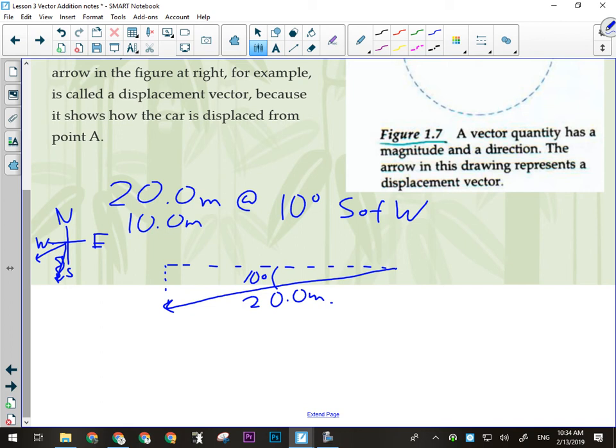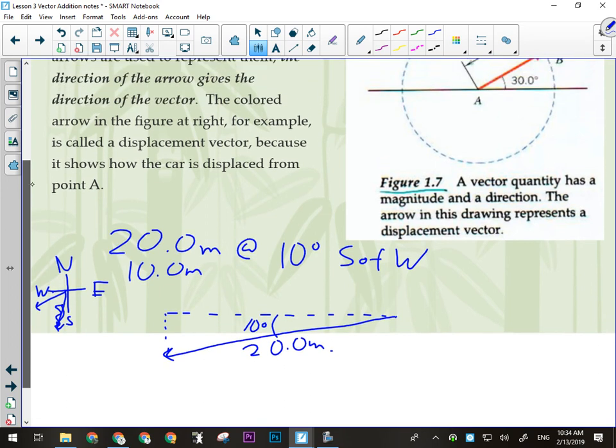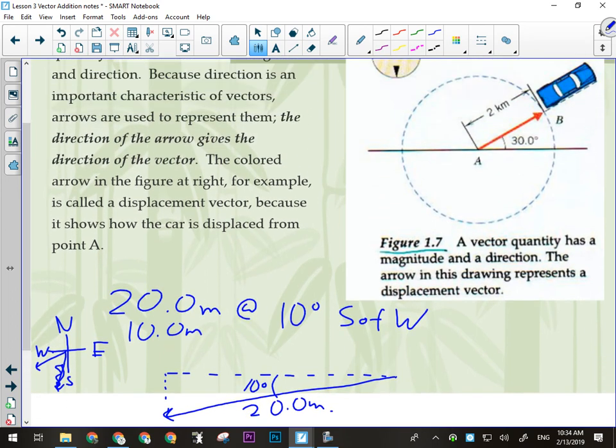So the general conventions that we have to get for drawing vectors, not even for adding them yet, just for drawing them, is that they are an arrow. The length of the arrow represents the magnitude. The arrow points in the direction given. All right, everybody okay with that?